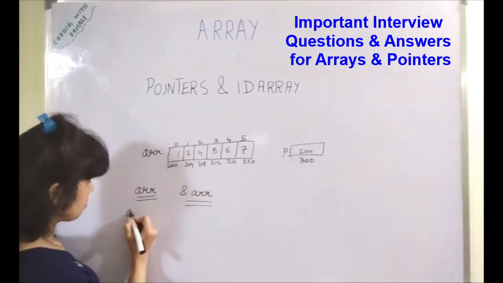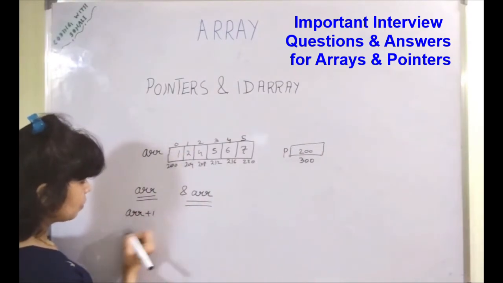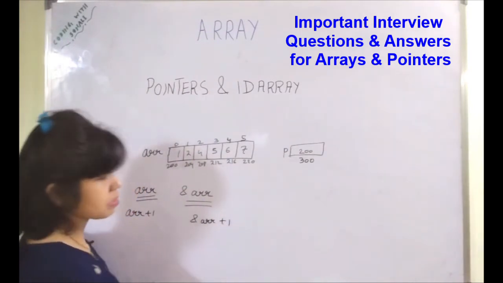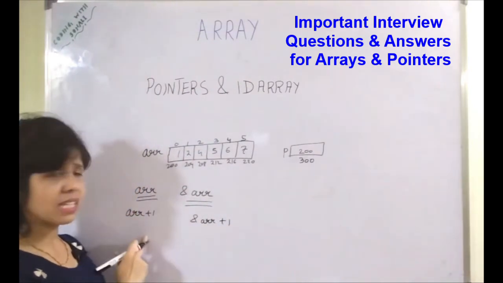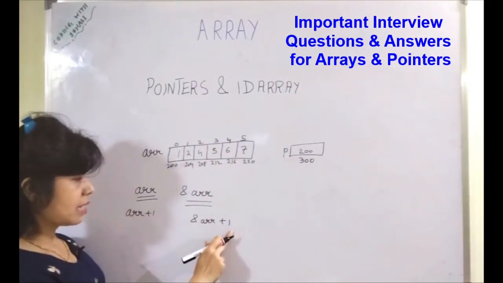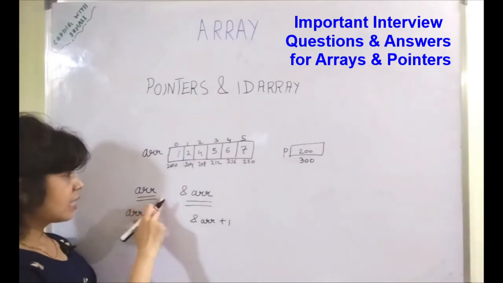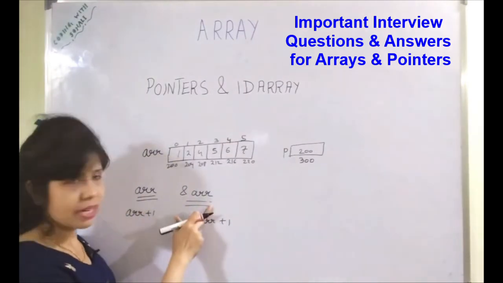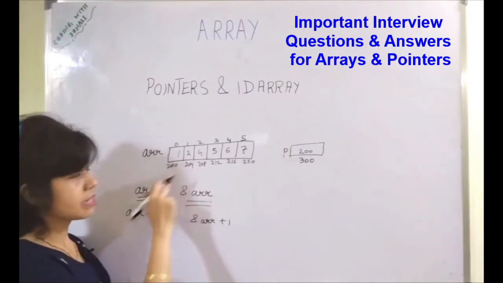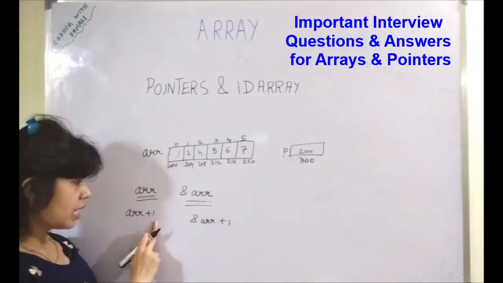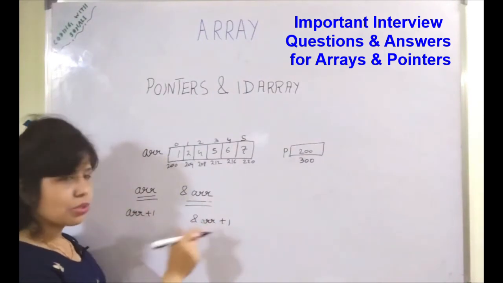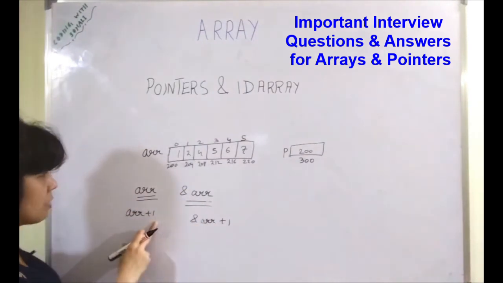What about this? Whether these are the same or not: ARR plus 1 and ampersand ARR plus 1. So ARR and ampersand ARR are the same, right? They will print the same value, that is the address 200. But what about ARR plus 1? Since you are adding 1 here and adding 1 to this also.